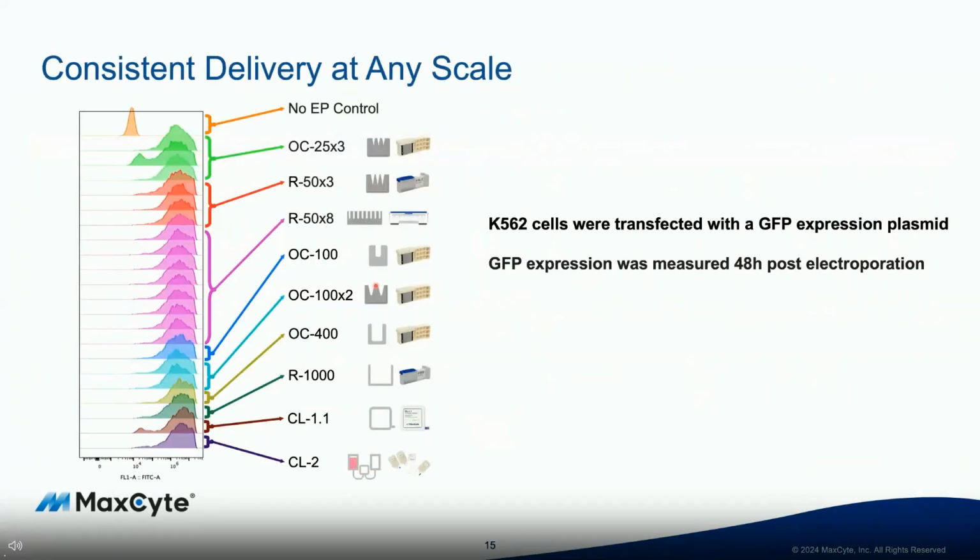So this is an example of that seamless scalability and data generated by our in-house team. A master mix of K562 cells was mixed with GFP DNA plasmid, and then the same master mix was added to all of the processing assemblies you see here, including each well of the multi-well processing assemblies. And essentially you can see GFP expression being very consistent from 25 microliters all the way up to 10 mLs in our flow electroporation processing assembly. Basically, you can use the same cell density, DNA concentration, like I mentioned, and the same electroporation protocol from small to large scale to get the same efficiency.